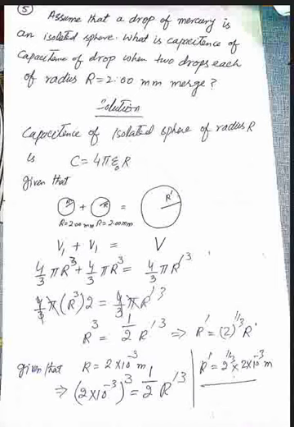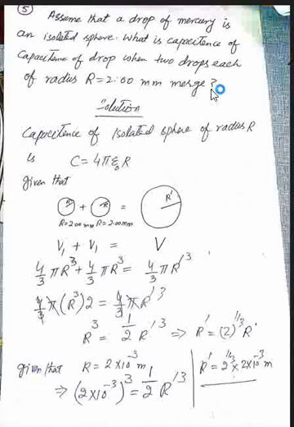The statement of the problem is: assume that a drop of mercury is an isolated sphere. What is the capacitance of the drop when two drops, each of radius r equal to 2 millimeter, merge together? That is, we have to assume a drop of mercury as an isolated sphere, and we will use the formula for the capacitance of an isolated sphere, which we derived by taking b as infinity for the spherical capacitors.